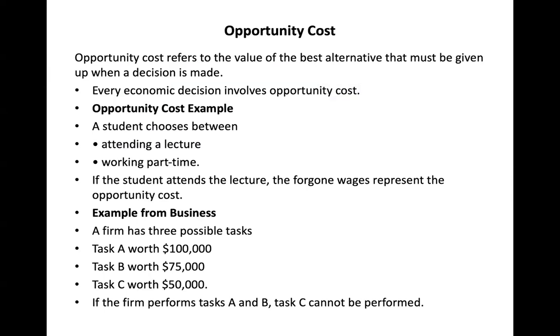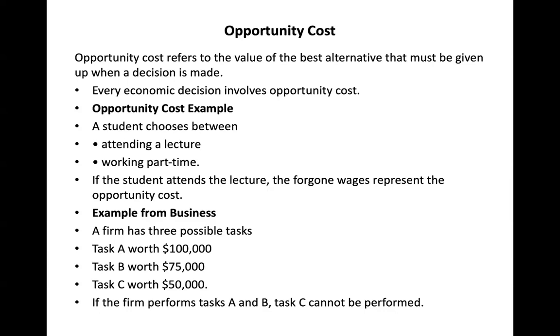Example: a student chooses between attending lecture or working as a part-time. If the student attends the lecture, the foregone wages represent the opportunity cost. You are attending lectures, now you are having online lectures, but if you choose to use the time for other work, that can fetch you some coin. So the opportunity cost is you foregoing the wages. If you decide to attend lectures, the foregone wages represent your opportunity cost.